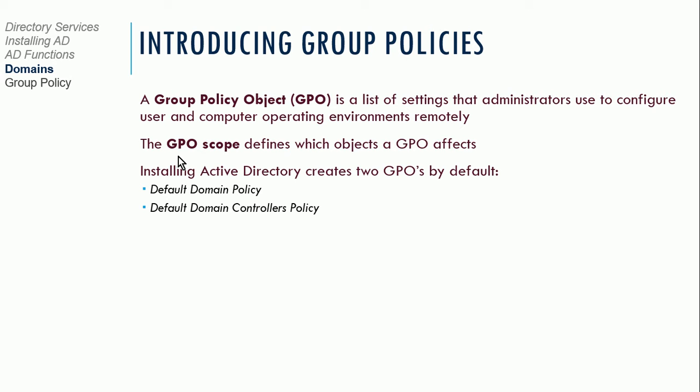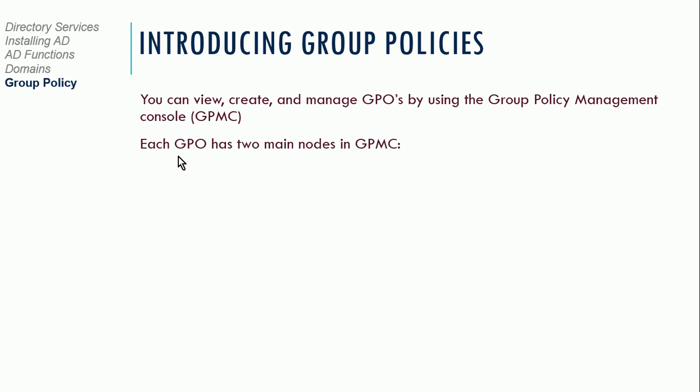So the default domain policy applies to all the computers in the domain, and the default domain controllers policy applies only to domain controllers. So we have at least that level of granularity right out of the gate. You can view, create, and manage your GPOs by using the Group Policy Management Console. It's a completely separate management console from the ADAC, which we talked about previously.